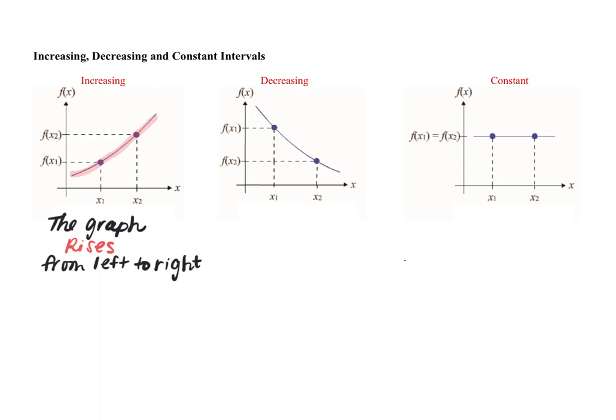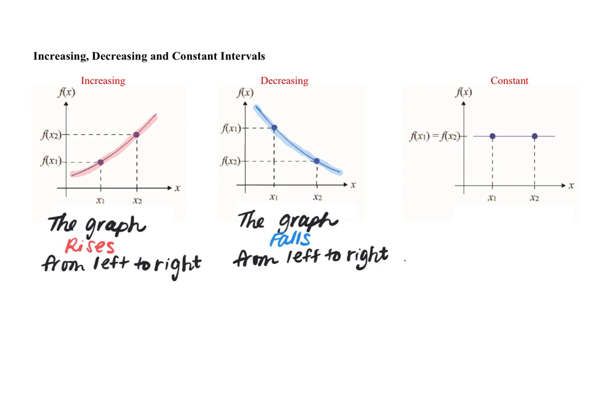Moving on to decreasing, this would be when the graph is falling from left to right. So once again, if you were to trace this graph from left to right, you see that these y values are getting smaller. That's like walking downhill from left to right. You see the y values are getting smaller, the y values are decreasing, so that's a decreasing interval.